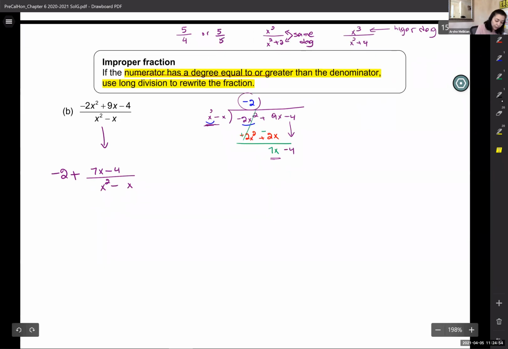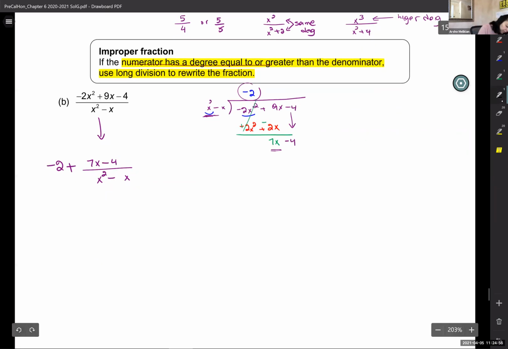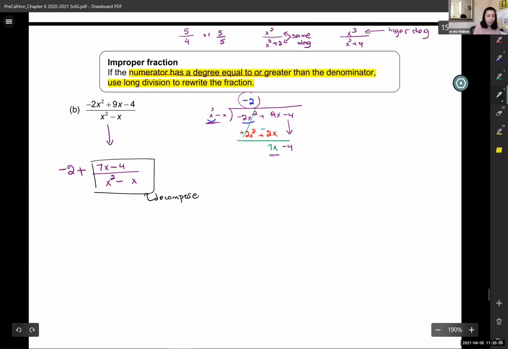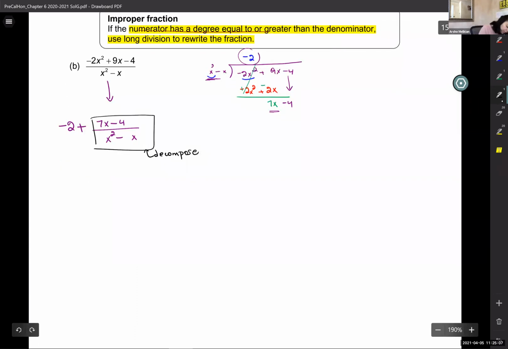Now what I'm going to do is take this and decompose this. Okay, so what we're decomposing is 7x minus 4 over x squared minus x. And you know what? Do you mind if I just factor this out so there's less writing? x times x minus 1.